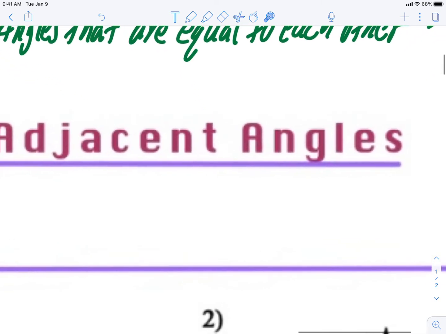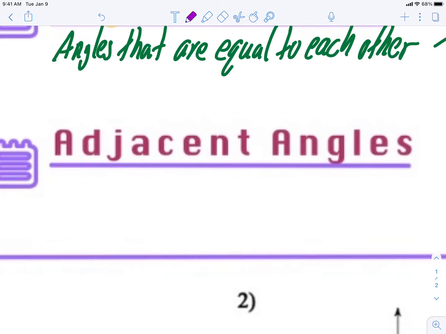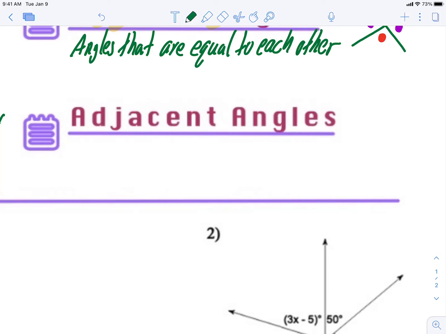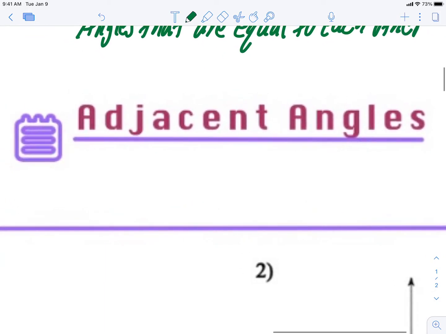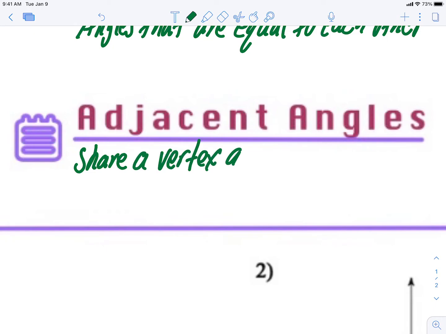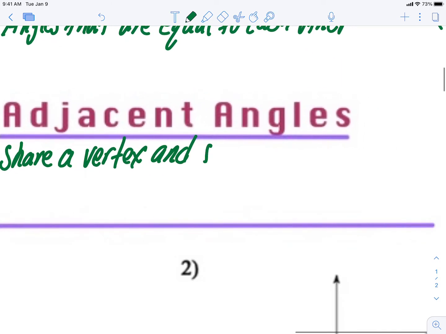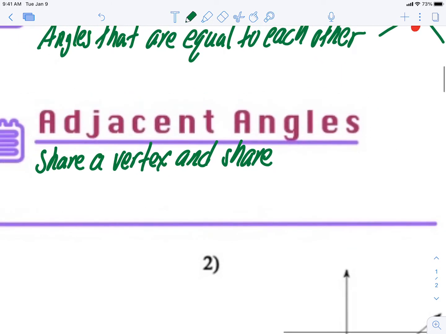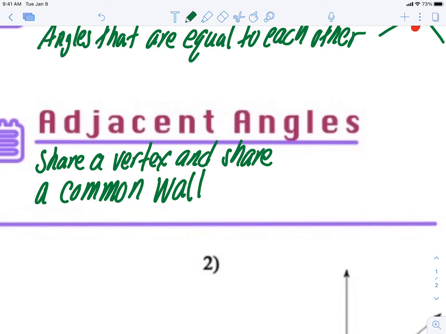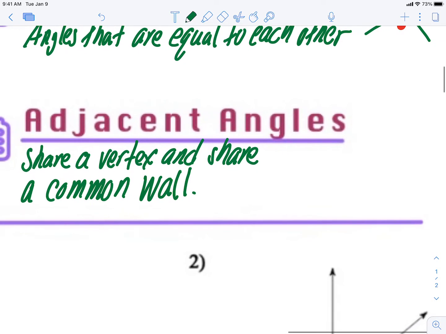And finally, we have something we call adjacent. Adjacent angles are a little different. Adjacent angles pretty much means two angles that share a vertex and share a common wall. Let me show you what that looks like.